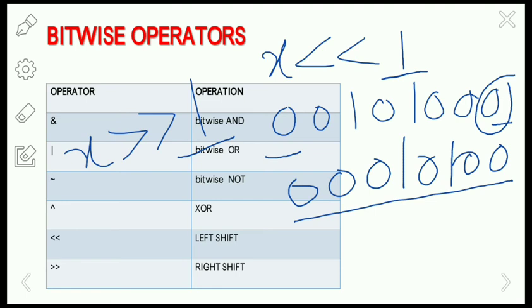So in the left shift operation, x << 1 means the bits will be shifted left by one place. If we are using it as 2, suppose I am using the shift here as x << 2, then it means that the bits will be left shifted by 2 places.